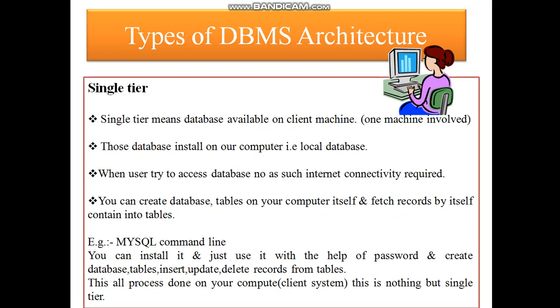So next, let's understand what are the types of DBMS architecture. The very first is a single tier. So what is the meaning of a single tier? Single tier means your database is available on your system itself. So in single tier only one machine is required. The database is installed on your computer, so it is nothing but a local database.